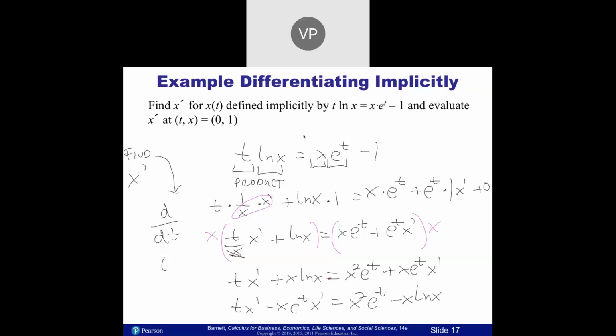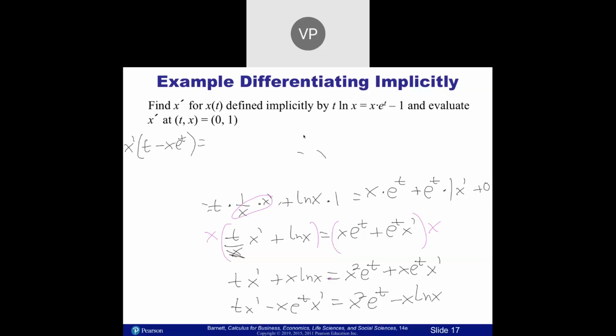So we split up our equation so that the x prime terms are on one side and the non-x prime terms are on the opposite side. The whole reason we do this is I want to factor out an x prime. So I'm left with t minus x e^t, and that's still equal to, I'm going to slowly erase things as I move down here, this x squared e^t minus x natural log of x. We divide both sides by this.